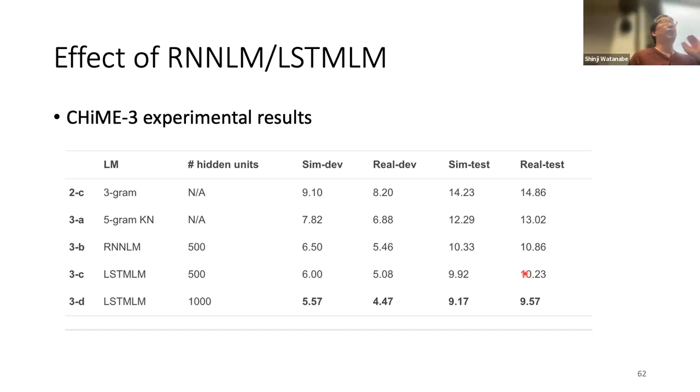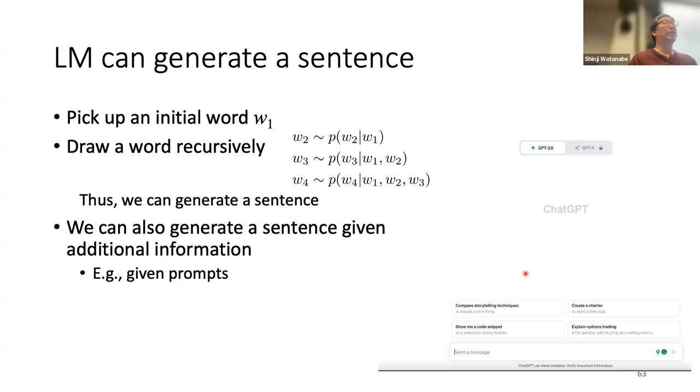Okay, so this is mainly used for speech recognition, but nowadays, as you may know, the language model can be used to generate sentences, right? By recursively feeding in word tokens and so on, we can generate a sentence. This used to be a side problem, but with the large language model, it becomes the main problem.